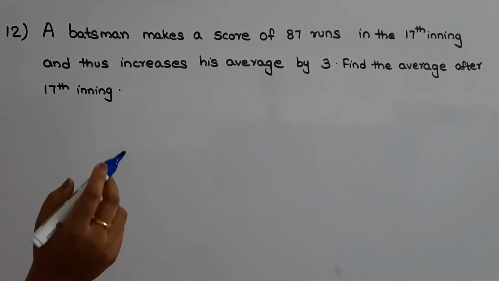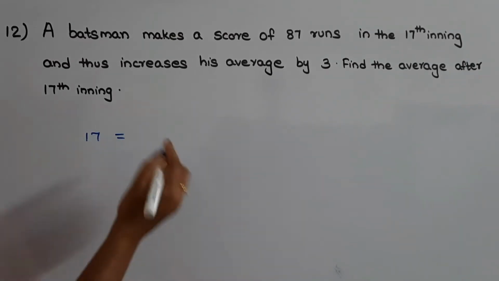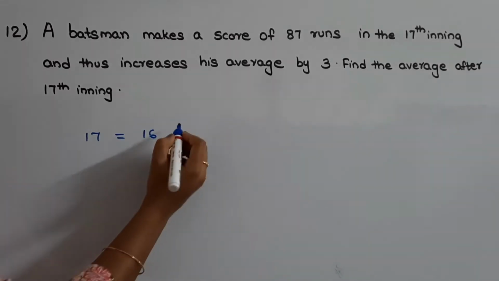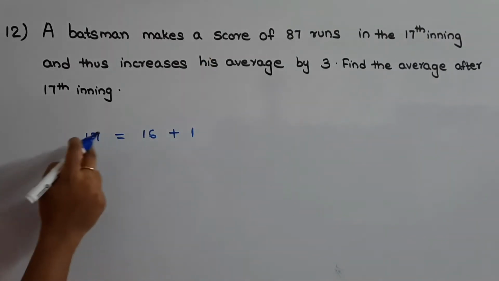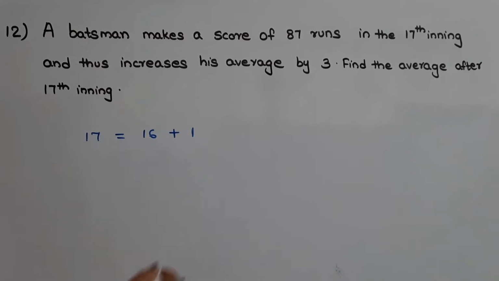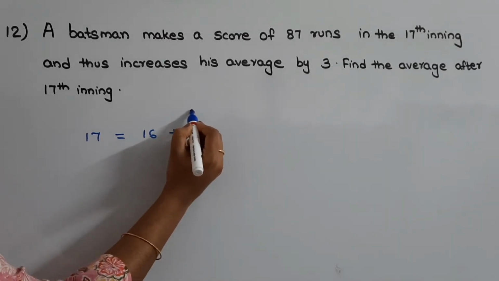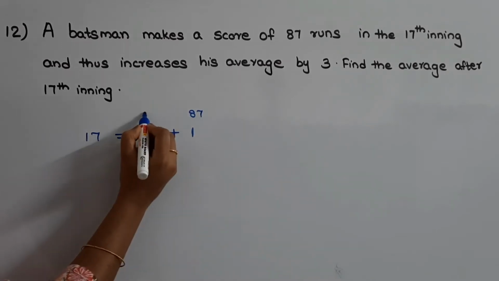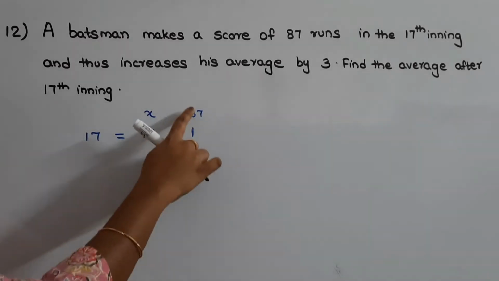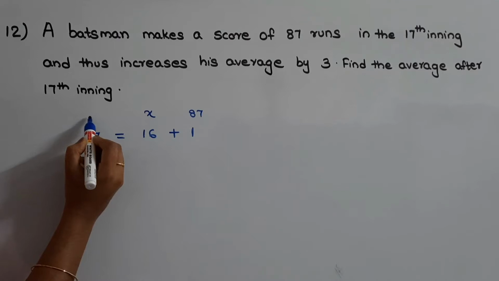So let us write the total number of innings as 17. So up to 16 innings there was an average. So when in the 17th inning the man scored 87 runs, the average has increased by 3. So the runs scored in the 17th inning is given as 87, so above this one let us write 87. Let us consider up to 16th inning the average was x. So when the batsman scored 87 runs in the 17th inning, the average has increased by 3. So here the average after 17th inning will be this x plus 3.